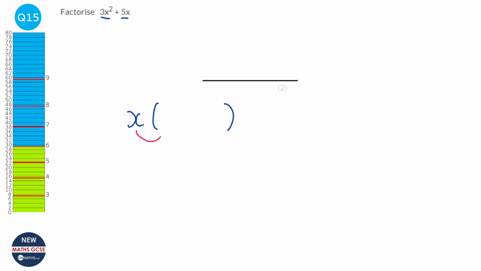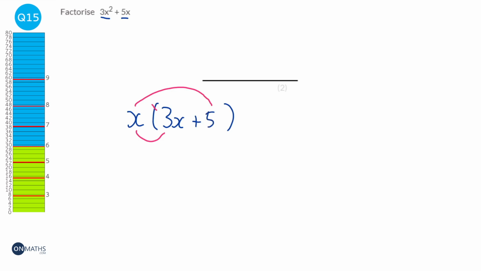So I need to ask myself, what times x is going to be 3x squared? Well, obviously 3x. And then we ask ourselves, what times x is 5x? Well, that's just going to be 5.